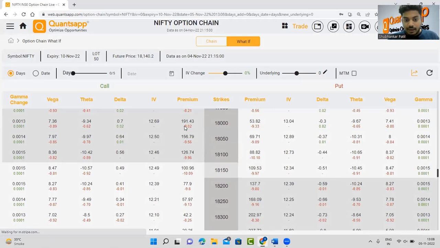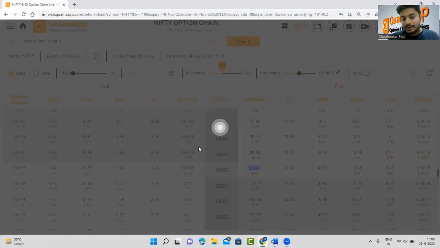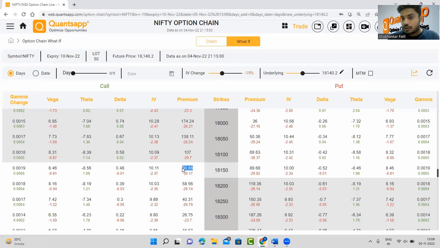Again, I am getting to see call options data on the left, and on the right-hand side I am getting to see put options data. Now if you see the option at 18,150, the call option is quoting at 100 rupees, and the put option is quoting at 109 rupees. I am giving the option chain what-if analysis an input of how much these prices will be affected if implied volatility goes down by, let's say, 19%. The call option would be quoting somewhere around 80 rupees and the put option somewhere around 90 rupees.